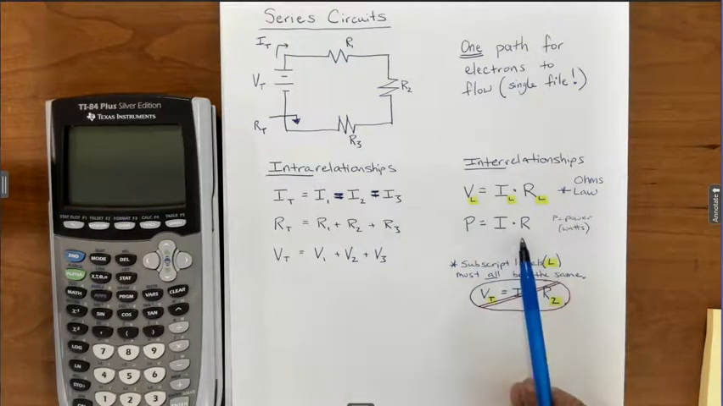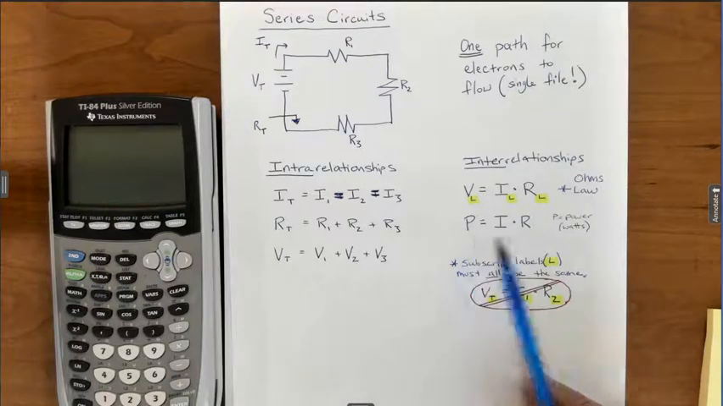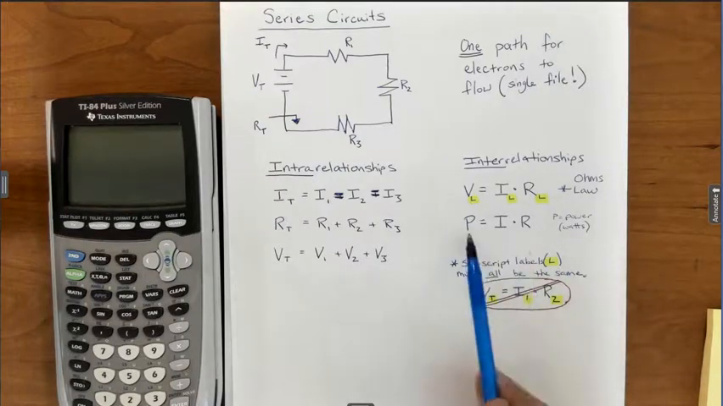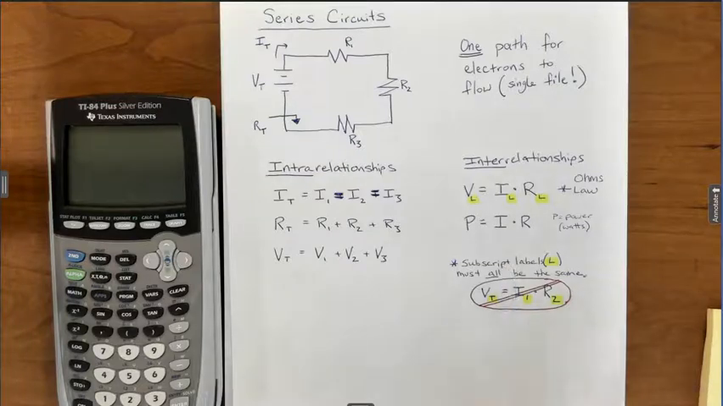Another formula that relates some of these to each other is the power formula. You've probably heard of watts before. Well, watts is a unit to measure power, and power is the product of the current and the resistance. I'm sorry, did I mess up again? It's the current and the volts.